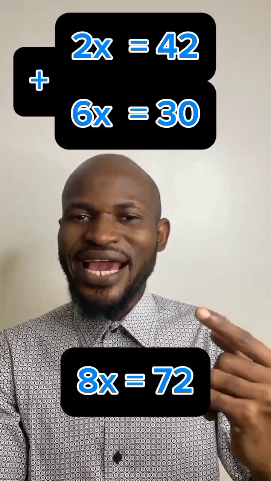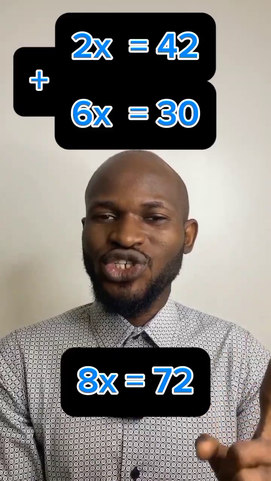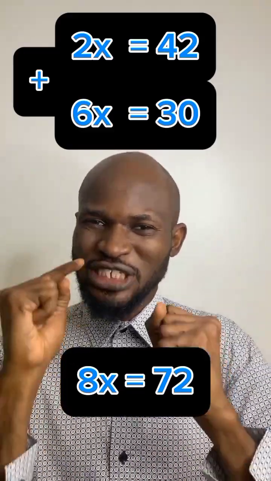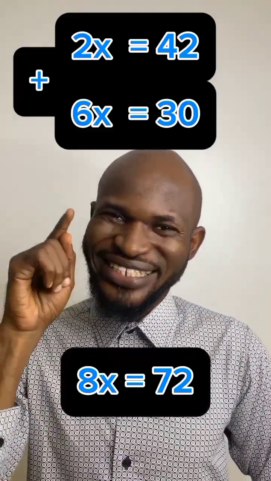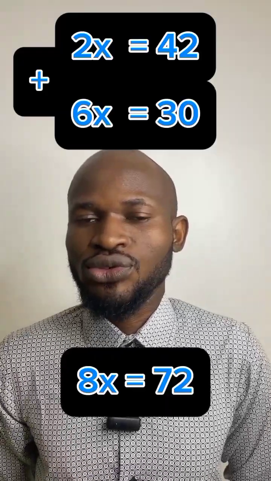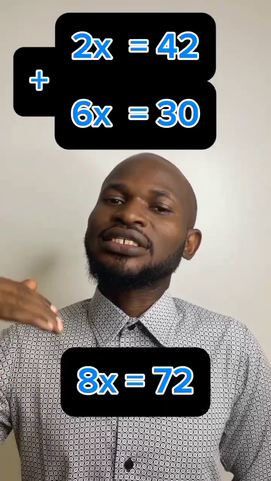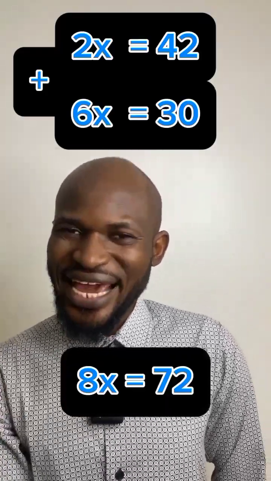So our 8x is now going to equate what? 72. And you know from your tables that if you multiply 8 by 9, you will definitely get 72. 8 times 8 is 64, 8 times 9 is 72. So 8x is equal to what? 72. Now at this point, I've told you 8 is the coefficient of x.